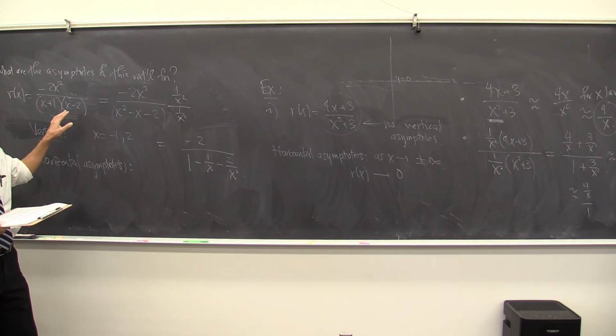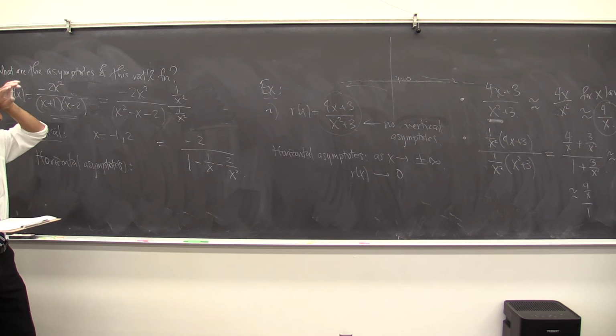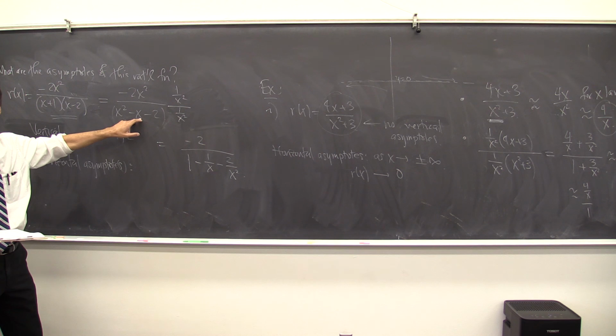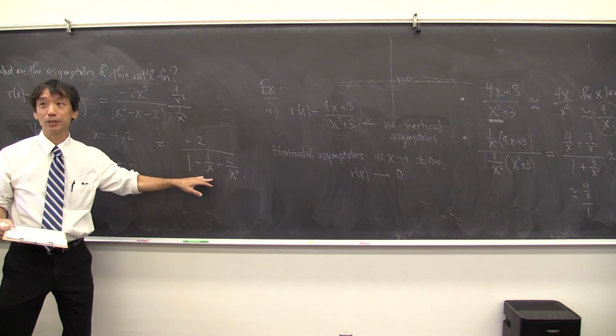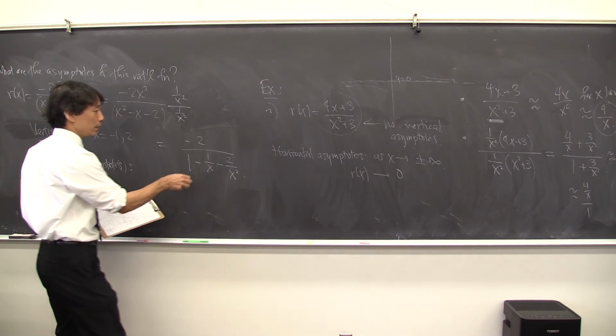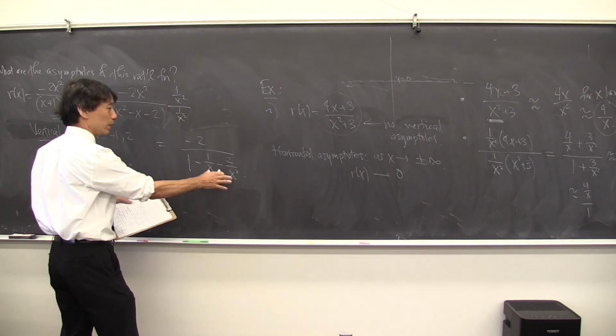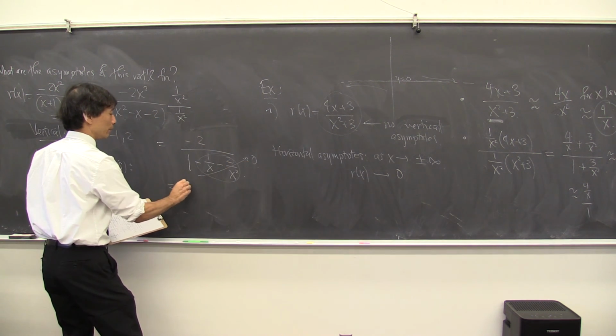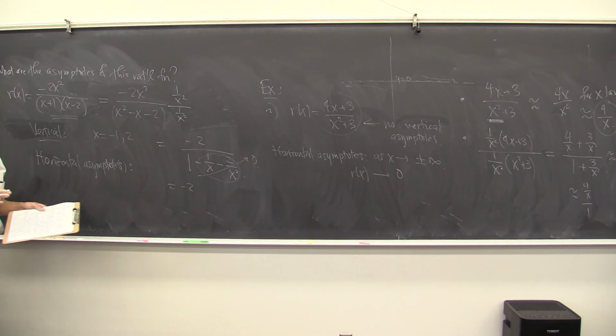So those x's, I think you're thinking that maybe this x is going to do something, but ultimately it just vanishes. So as x goes to positive or negative infinity, all this stuff goes to 0, and you end up with negative 2.